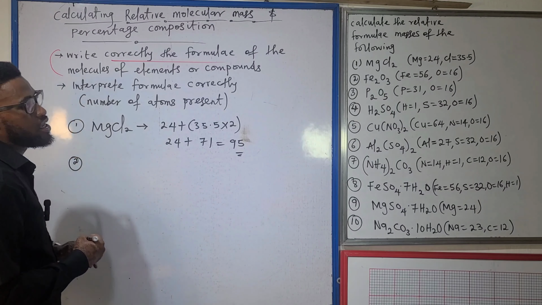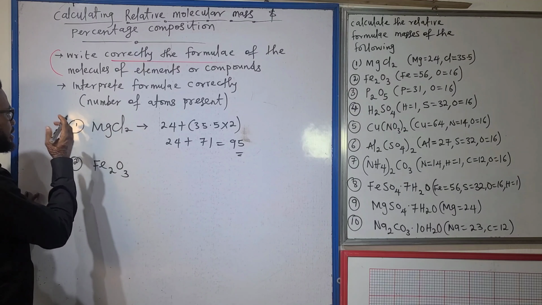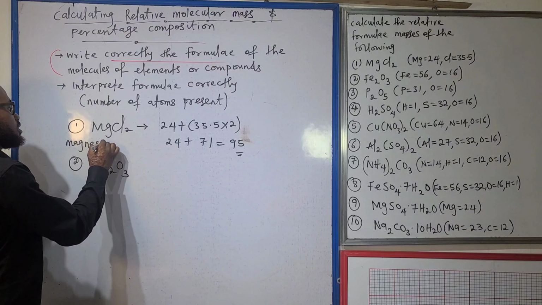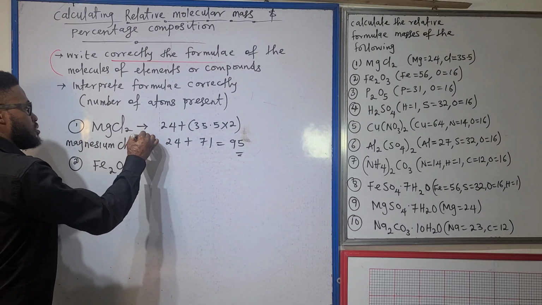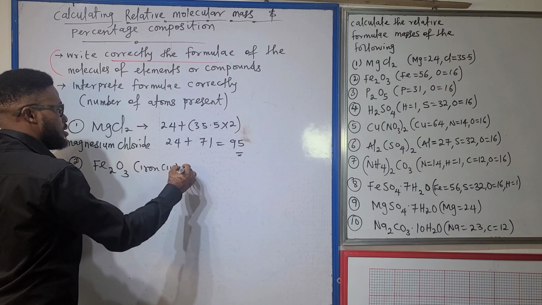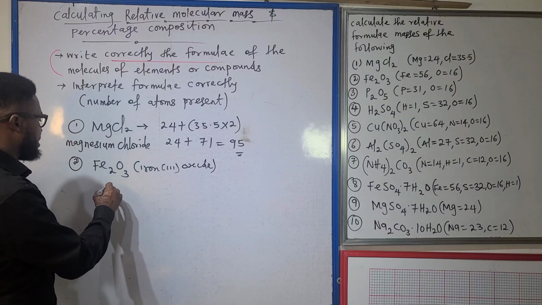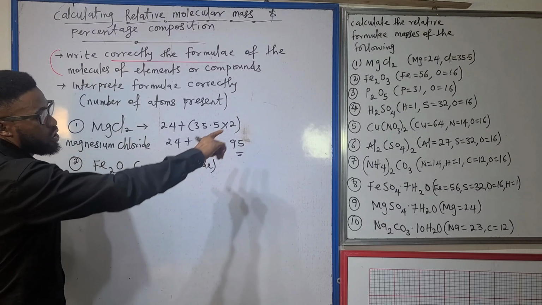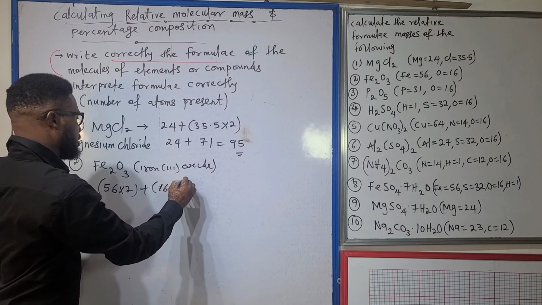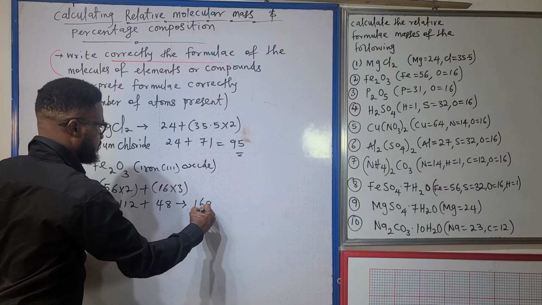Moving to the second question, we have Fe2O3. That's iron 3 oxide. The previous one is magnesium chloride. Take note of it, this is iron 3 oxide. So this means that iron occurs twice. That is 56 times 2, looking at what you have for question 2 there. And then plus oxygen. Oxygen is 16 times 3. So that is 112 plus 48. And that means 160.